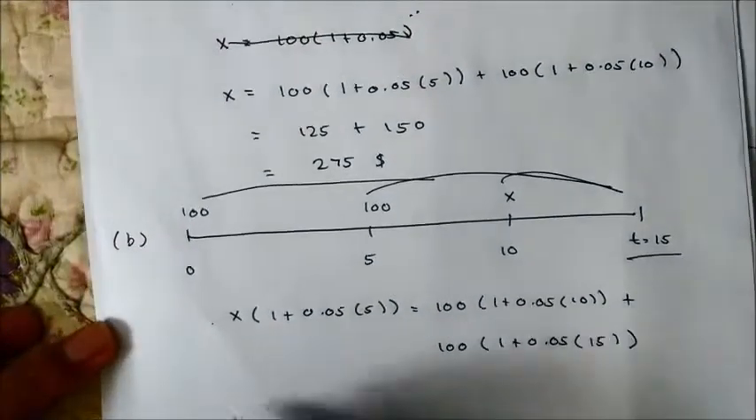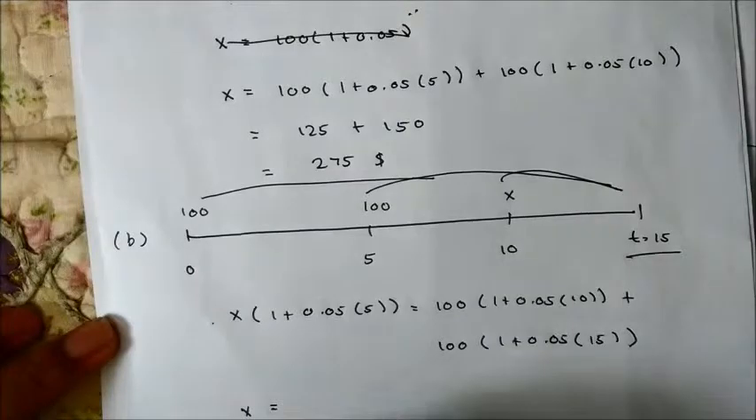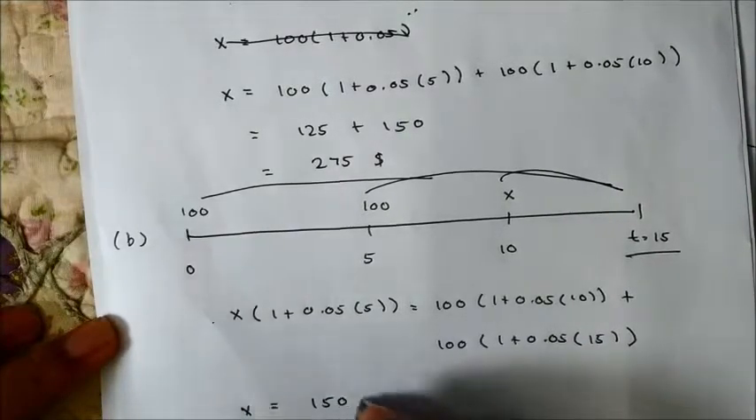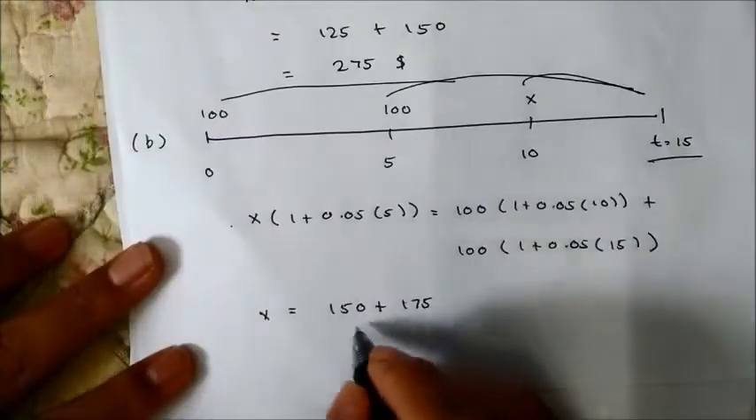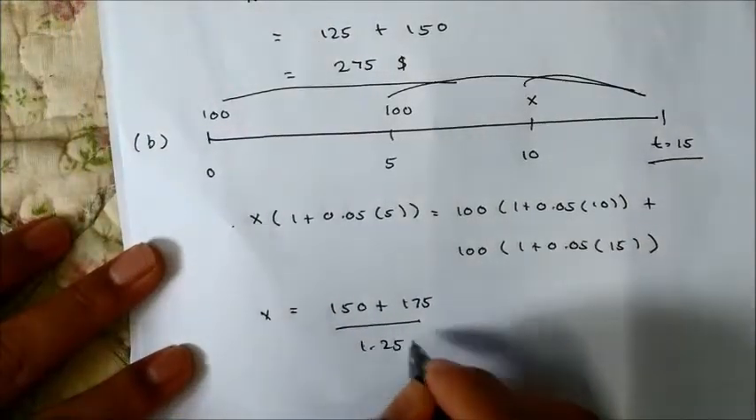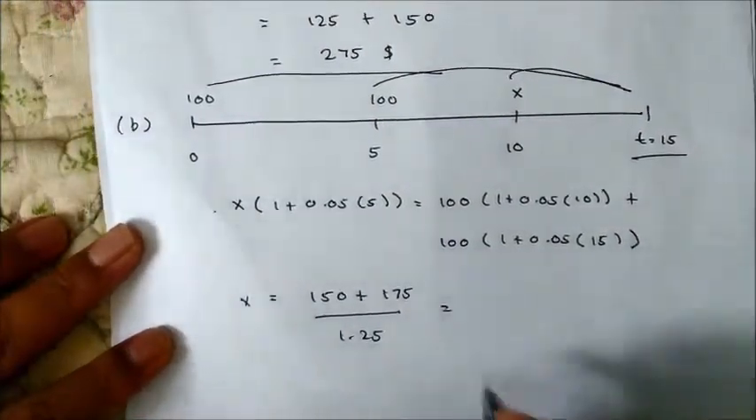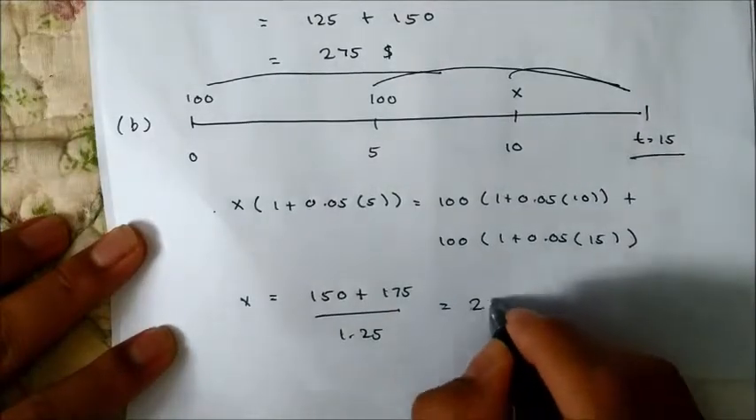Okay, therefore, x will become 150 plus 175 over 1.25, which is also equivalent to $260.